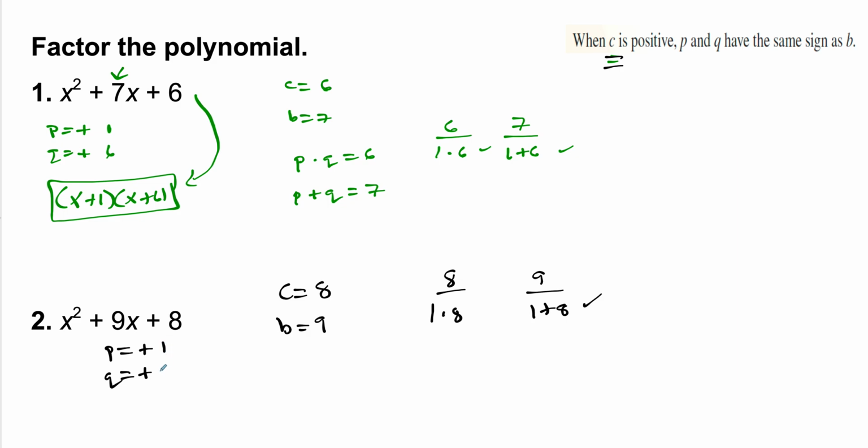Here, P is a plus 1. Q is an 8. So let's go ahead and write this down. We have x plus 1, that quantity, times the quantity x plus 8. This one here is the factored form of our question. Okay? We could have reversed the 1 and the 8 and we still would have got the same answer, just in a different order, but it's still the same. So remember, if C is positive, then P and Q have the same sign as B.